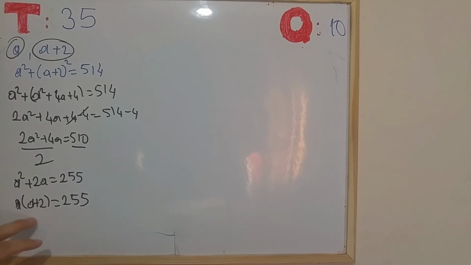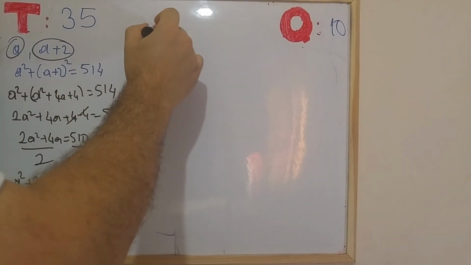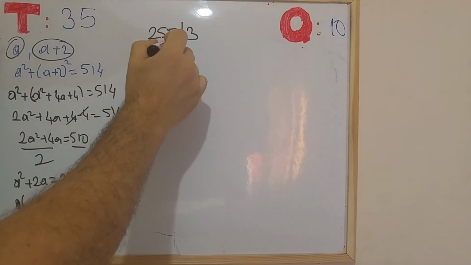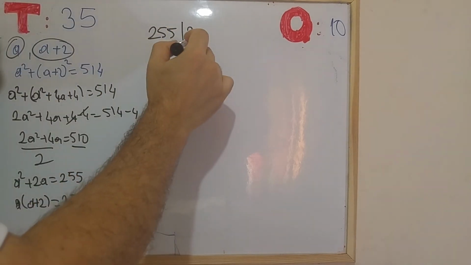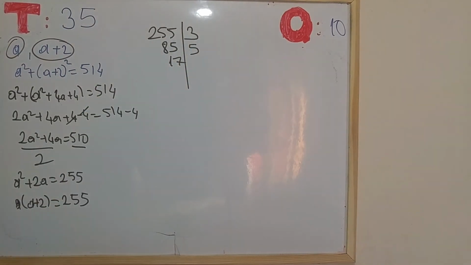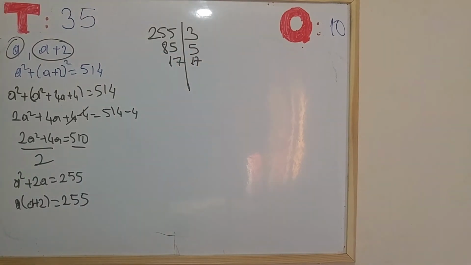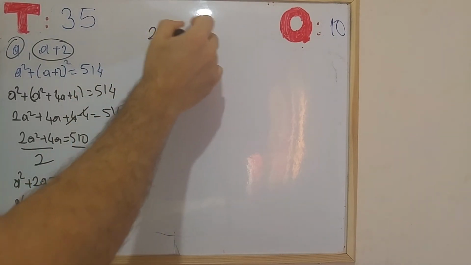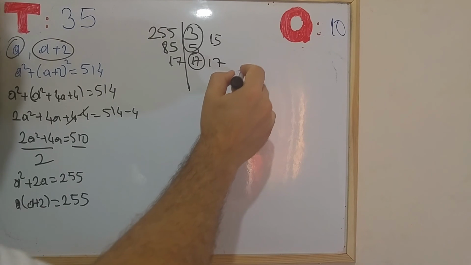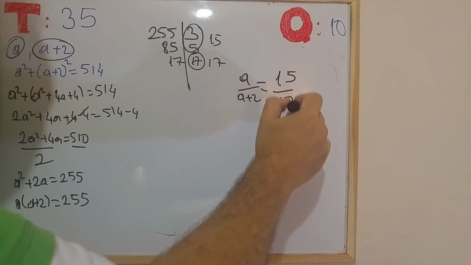Of course, it's not going to be easy to find this number. So let me find the factors of this number by dividing it by 3 first. When I divide it by 3, it's going to be 85. 85 is not divisible by 3. Let me divide it by 5, which gives me 17. And 17 is not divisible by any other number, so it's going to be 17. As we see, 3 times 5 is equal to 15, and 17 is alone. So the two numbers, a and a plus 2, are 15 and 17.